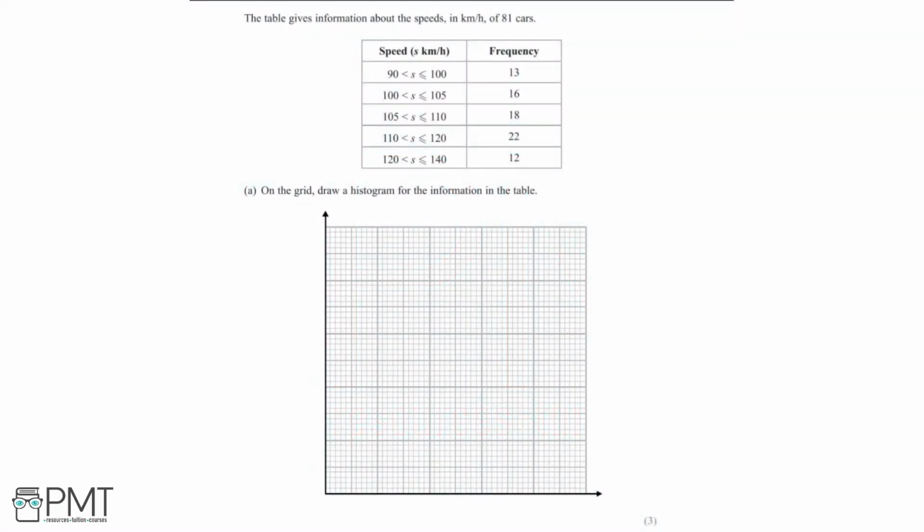In this question, we're given a table which provides information about the speeds in kilometers per hour of 81 cars. Now in the table, we're given the speed and we're given the frequency. And in part A, we need to draw a histogram for the information on the table.